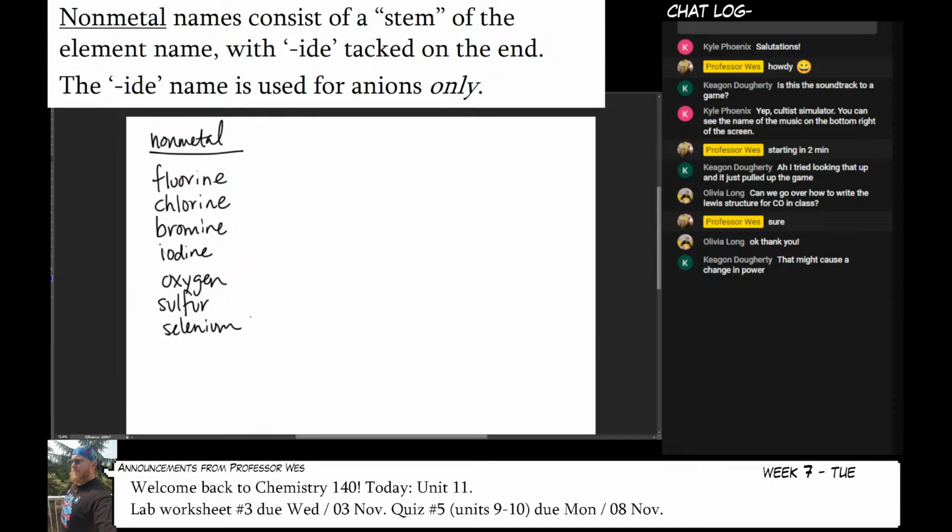Tellurium's a metalloid. I'm going to skip it. Nitrogen, phosphorus. And that's really good enough. You could do arsenic if you wanted to, but not super important. So what we do here is we chop off the end, and we keep what's called the stem. So I'm going to scribble out the parts that we don't use, which is usually just the last few letters.